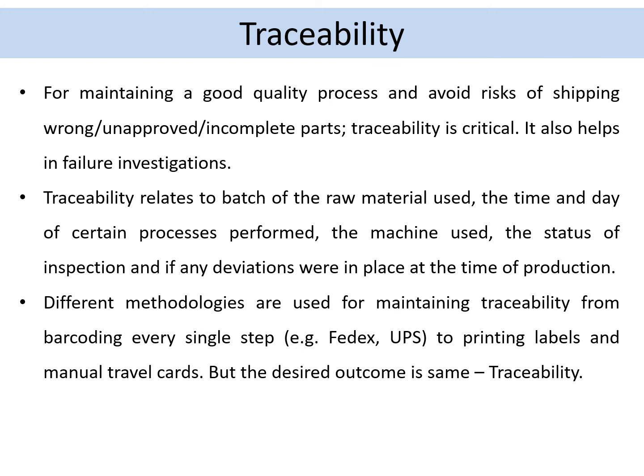Traceability relates to the batch of raw material used, the time and day of certain processes performed, the machine used, the status of the inspection, and whether any deviations were in place at the time of production. We can use different methodologies, like barcoding at every single step, like FedEx and UPS. When you go to track those packages, you can see every stage is actually scanned. Or printing labels at each stage, or having a manual travel card where the operator who receives it signs it off, and then you know where it is moving to. All these are basically meant for proper traceability of the process and the product.